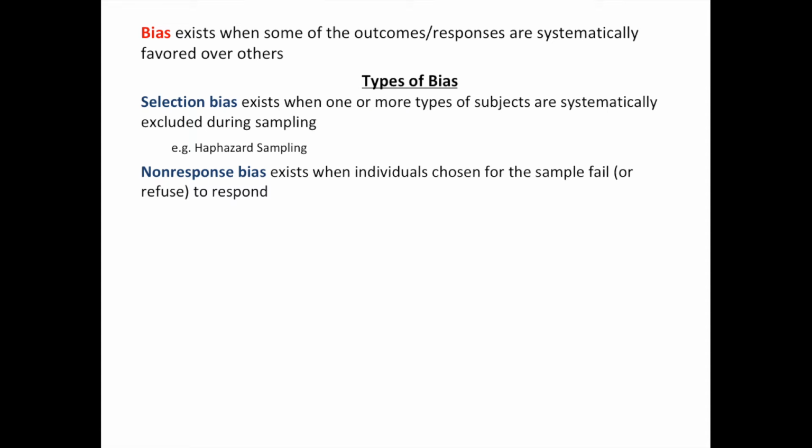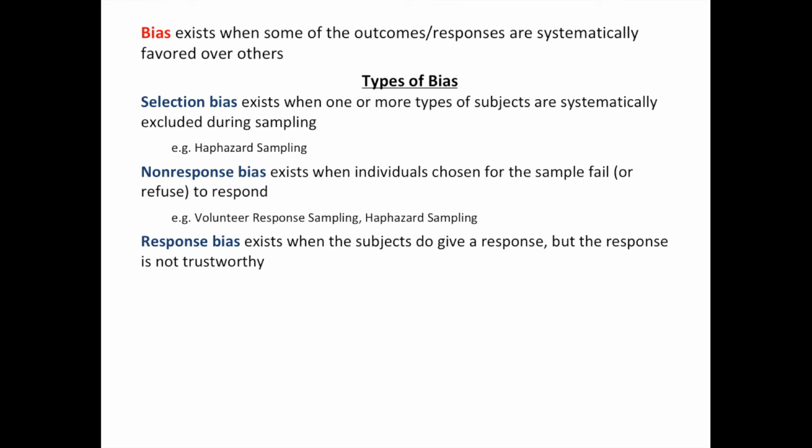The other type of bias is non-response bias, and this exists when individuals chosen for the sample fail or refuse to respond. So no matter the type of survey sampling, whether it's volunteer response or haphazard sampling, no matter when you administer a survey, you will always have participants who choose not to take the survey, and this creates non-response bias.